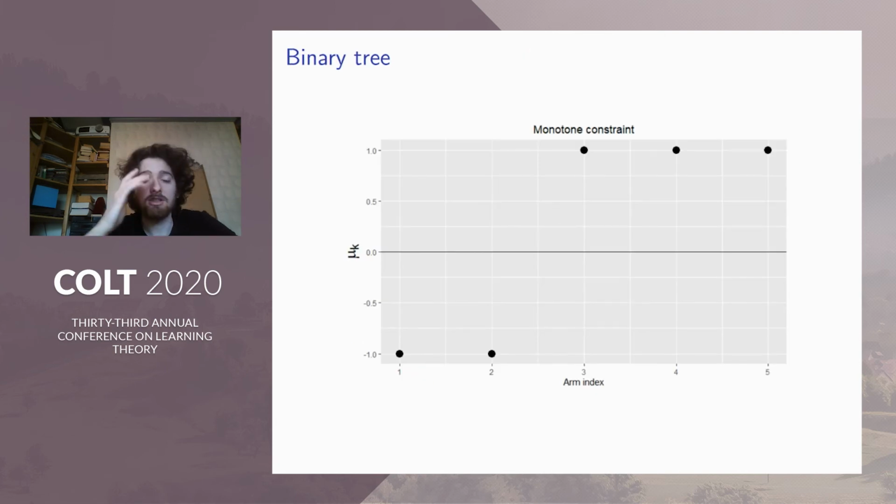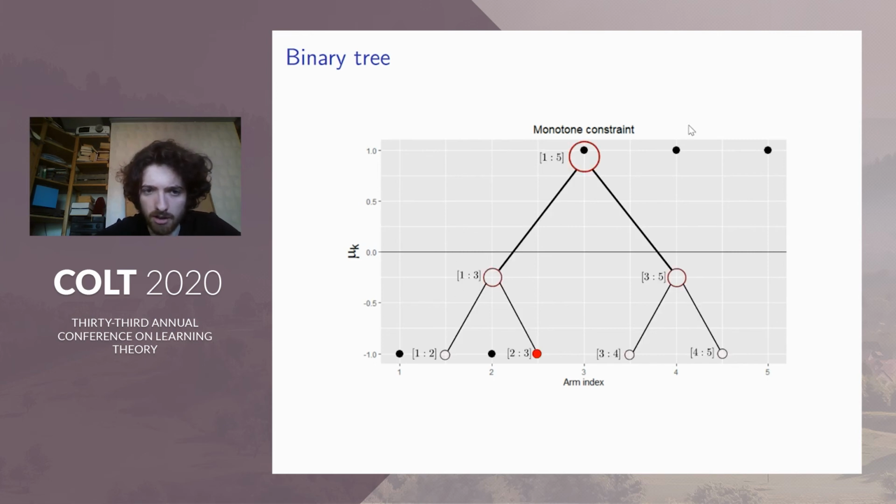To illustrate this, it's best to view our arms as a binary tree. Here we have a setting with 5 arms, and we're going to map it to a binary tree in the following way. The first node of the binary tree will be the set of arms 1 to 5.